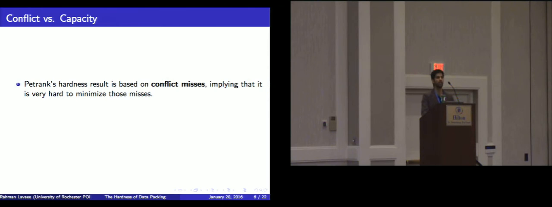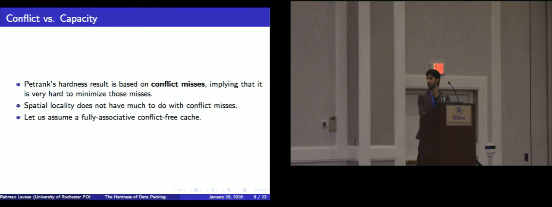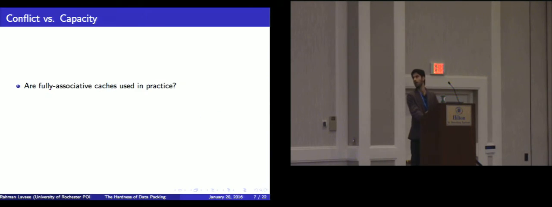So first, as we inspect the prior result, we find out that its hardness result is based on conflict misses, which means that it is very hard to minimize those misses. However, if you think about it, spatial locality does not have much to do with conflict misses. It's not very related. So we are going to first get rid of that complexity. We are going to assume a fully associative, conflict-free cache.